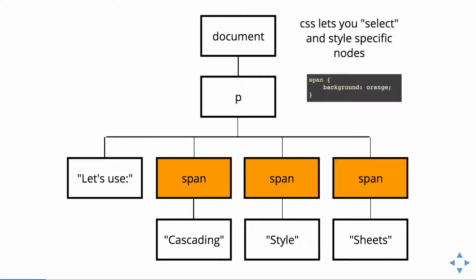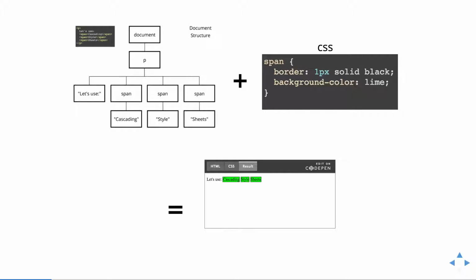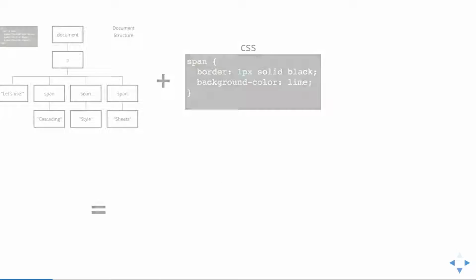So what CSS lets you do is it lets you select specific nodes within that tree and style them. In this particular case, we're selecting the 3 spans of this tree, and we're giving them a background of orange. Does that make sense? Same idea. We have this tree. We do this thing. Our results are down here. This is very, very fundamental, right? Please feel free to interrupt with questions.